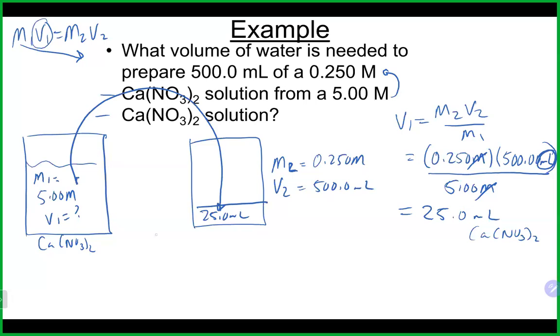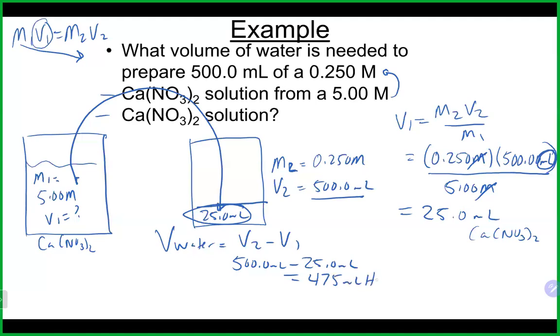As I mentioned before, typically speaking, the volume of water will be V2 minus V1. We want to end up with 500 milliliters. We have already put in there 25 milliliters. So 475 milliliters of water needs to go in there. So we would add in there 475 milliliters of water. Again, give it a nice little mix. And at that point, we should now be sitting with a solution that has a molarity of 0.25 molar.